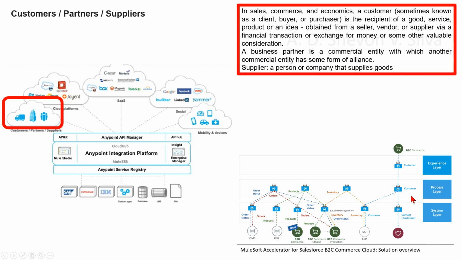Here you can see a customer process API. The customer process API orchestrates the data flow between the experience and system API.